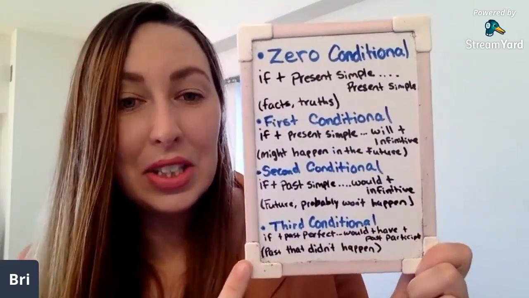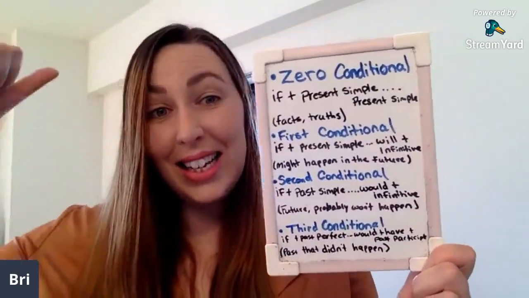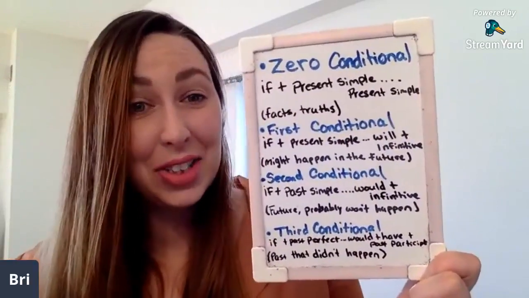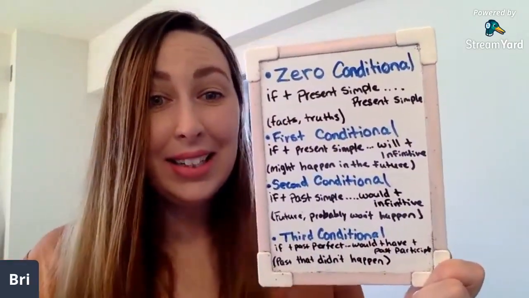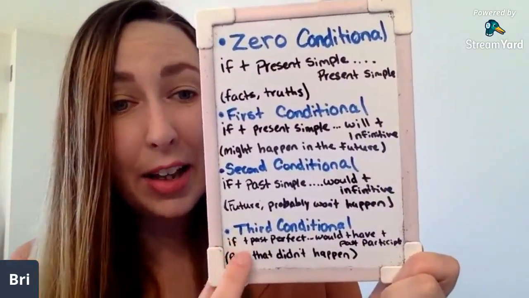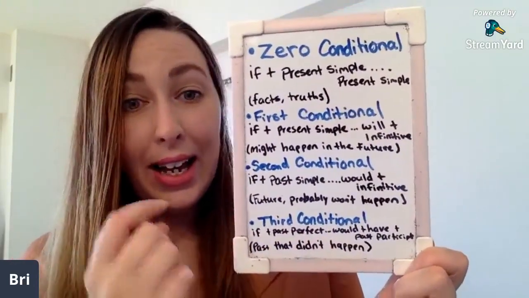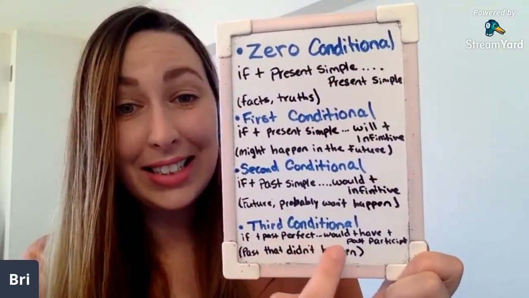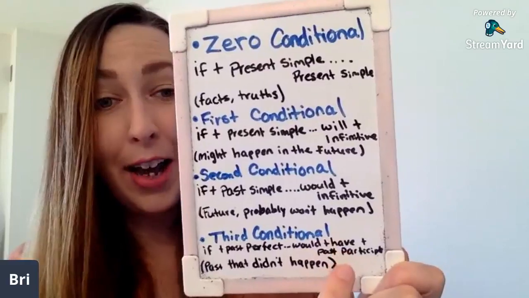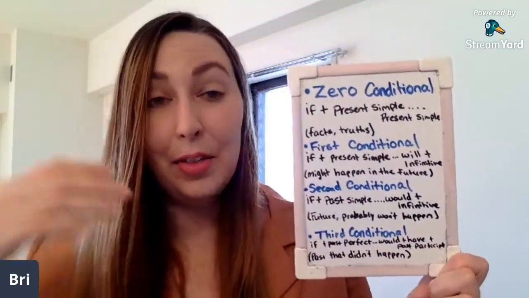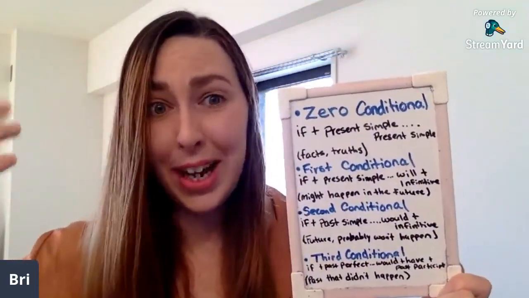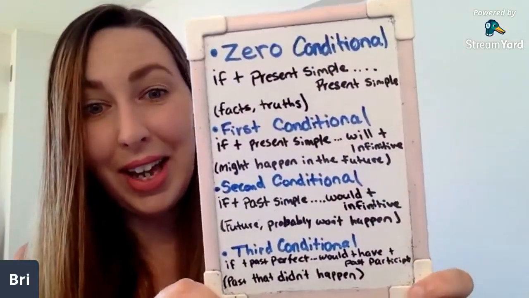So then third conditional, something that's in the past that didn't actually happen, right? So if plus past perfect, if I had studied, I would have passed the exam. If I had studied, I would have passed the exam, okay?